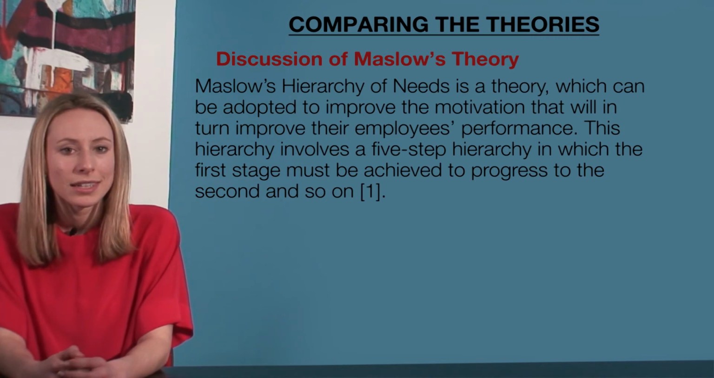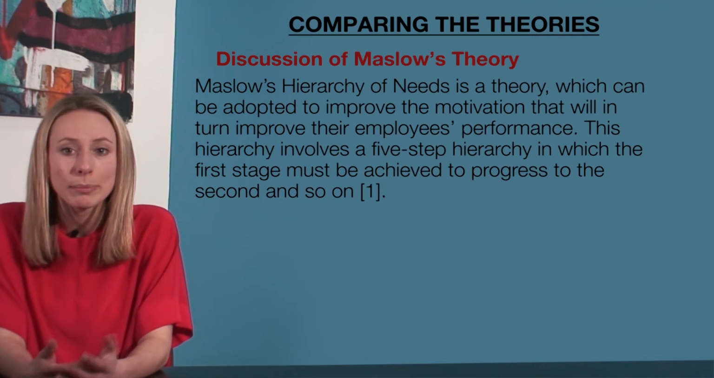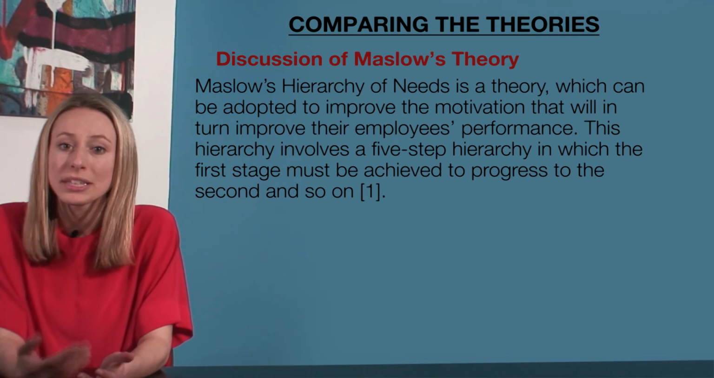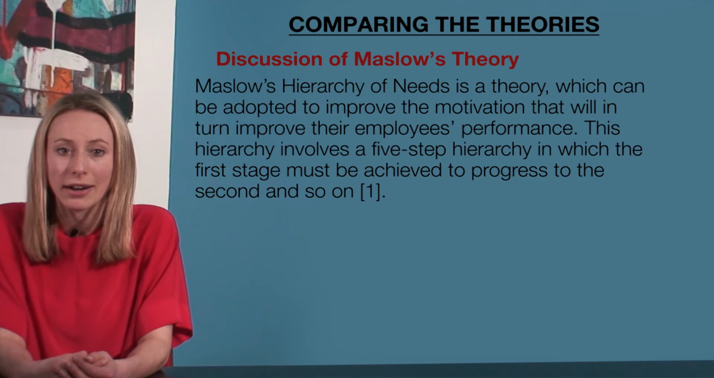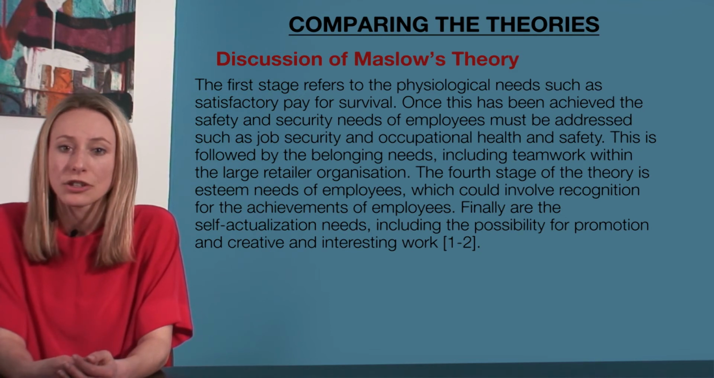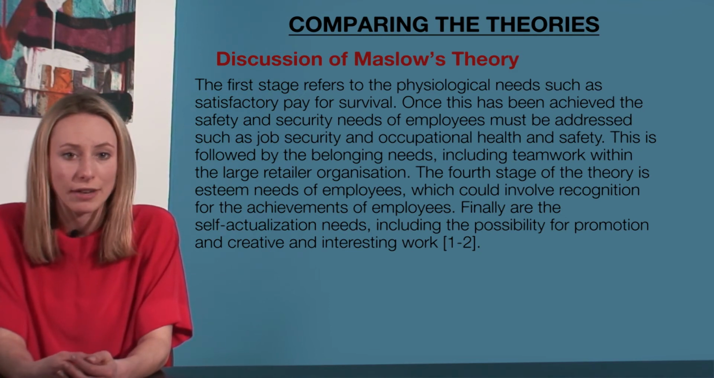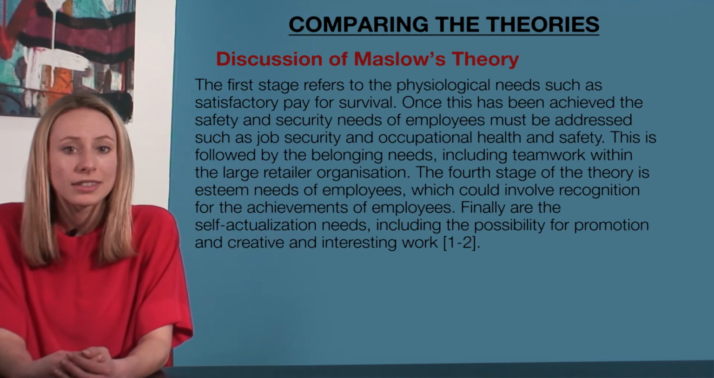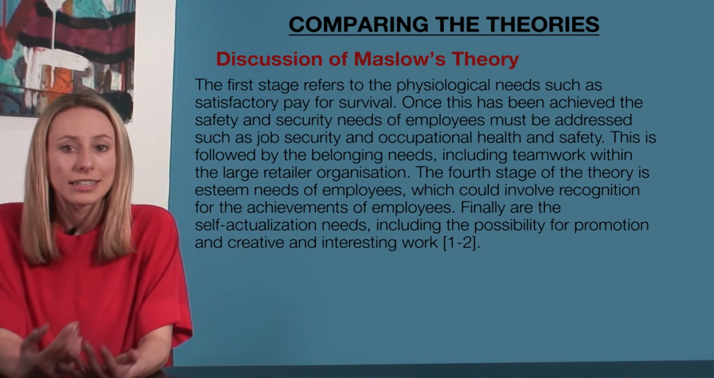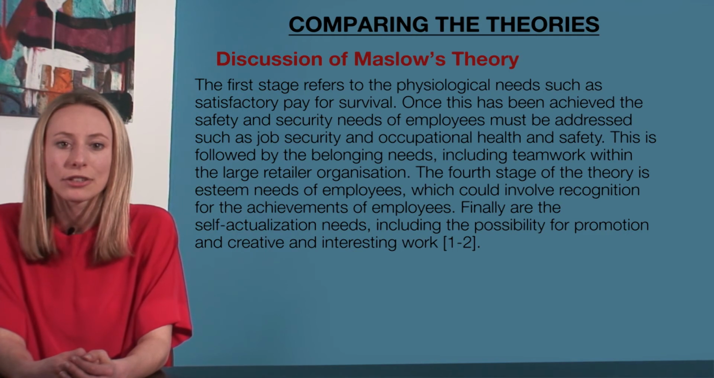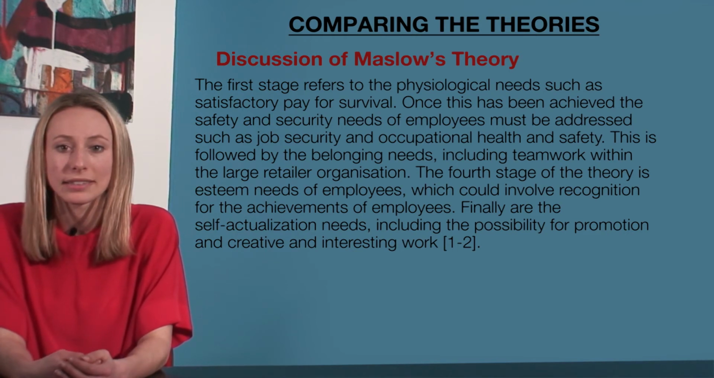For example, Maslow's hierarchy of needs is a theory which can be adopted to improve the motivation that will in turn improve employees' performance. This hierarchy involves a 5-step hierarchy in which the first stage must be achieved to progress to the second, and so on. The first stage refers to the physiological needs, such as satisfactory pay for survival. Once this has been achieved, the safety and security needs of employees must be addressed, such as job security and occupational health and safety. This is followed by the belonging needs, including teamwork within the larger retailer organisation.